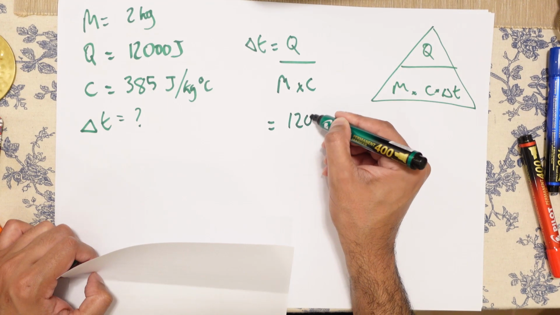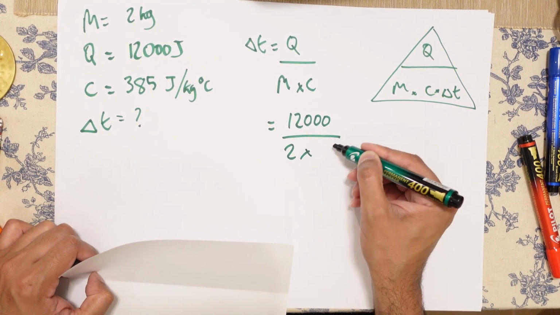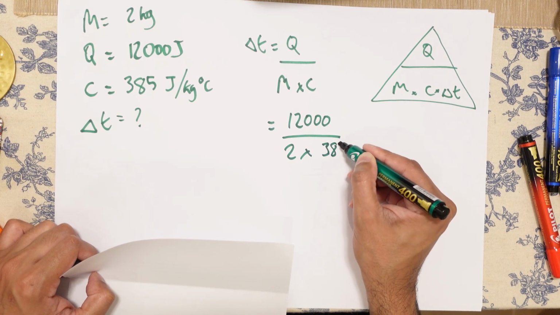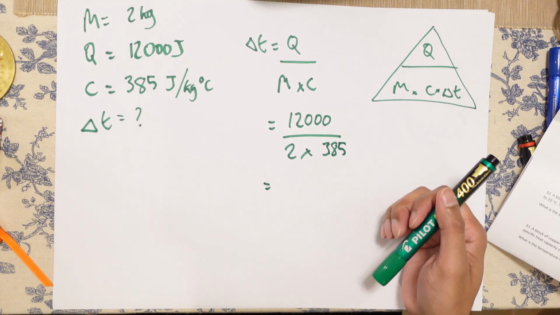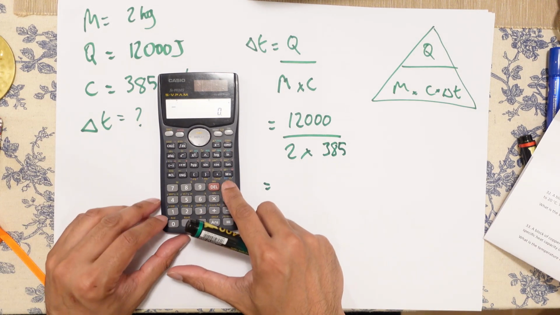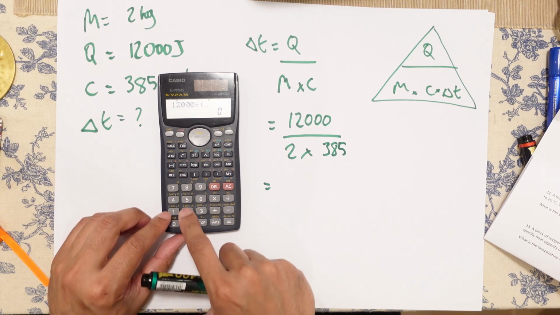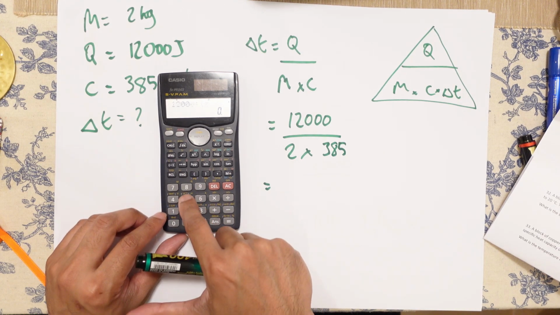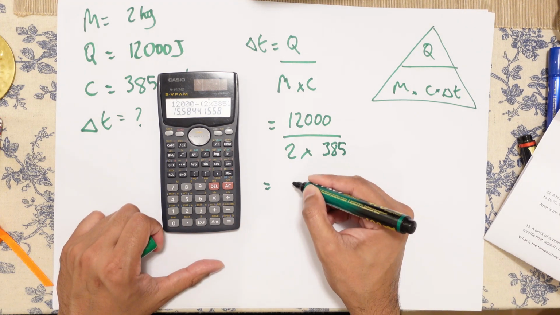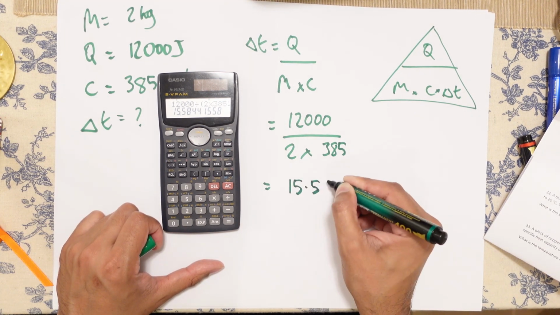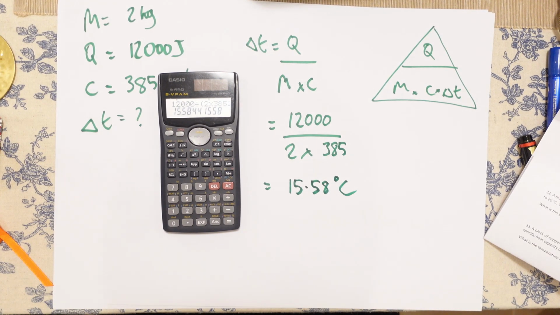Q is 12,000 divided by 2 times 385. So let's do that very quickly. 12,000 divided by, in brackets, 2 times 385, close the bracket, equals 15.58 degrees Celsius. Simple as that.